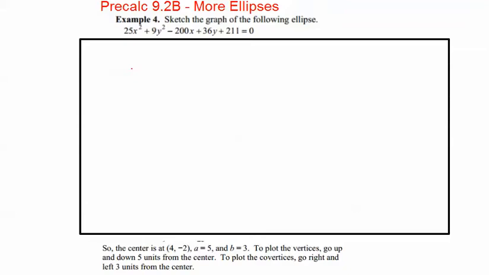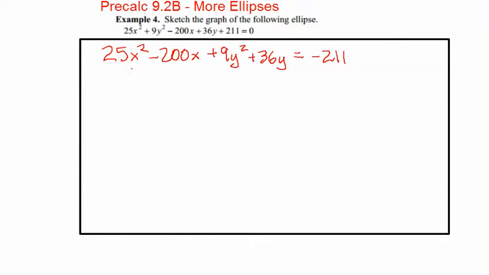So first step is to gather the like terms and get the loose number, the constant term, over to the right side. There, magically that appeared. Now we're going to factor out the greatest common factor between the like terms. So for the x's, 25 is going to come out. That's going to leave us with an x squared minus 8x. And since we're going to complete the square, we're going to leave some room there in the parentheses.